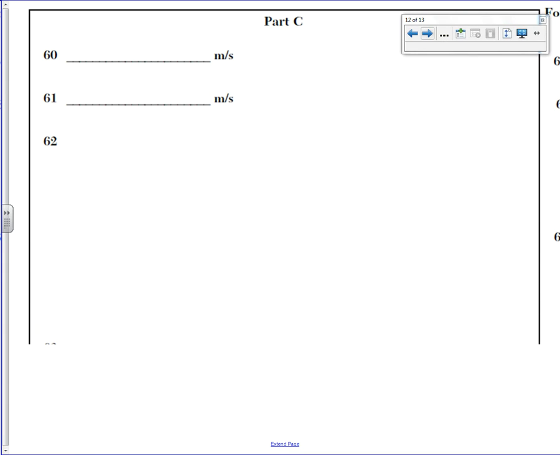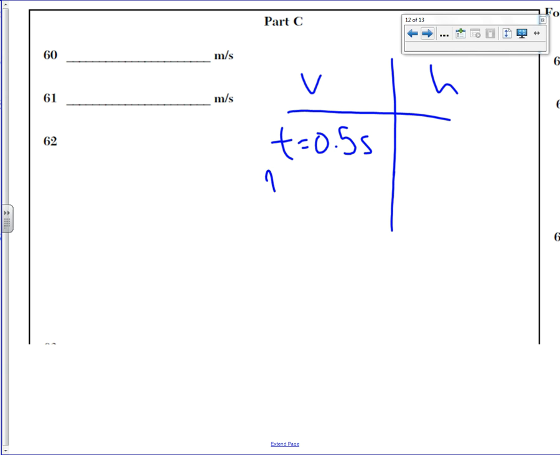So, set up our chart again. This time we're only going to be dealing with the vertical. We know the time of this trip is 0.5 seconds. We know that our ViY is 0 meters per second. We know our acceleration due to gravity is 9.81 meters per second squared. And you might say, Mr. D, it's actually negative 9.81. And yes, you're right, it always is negative 9.81.